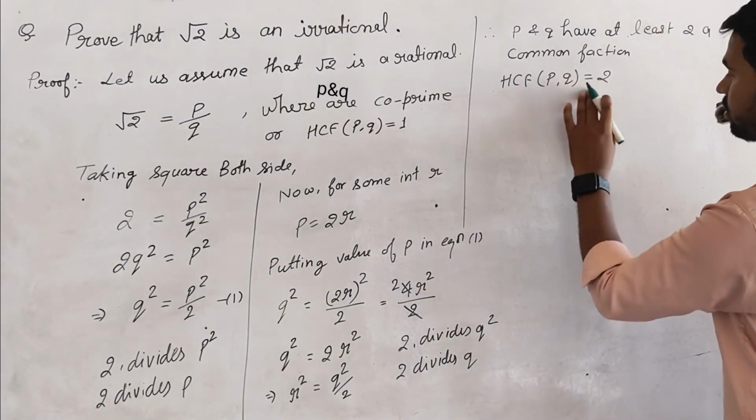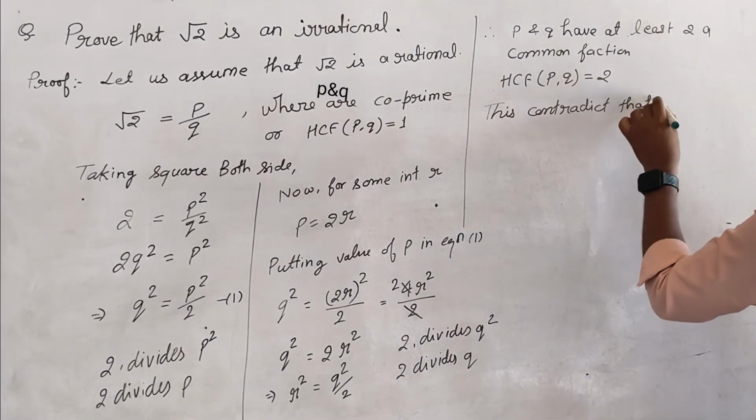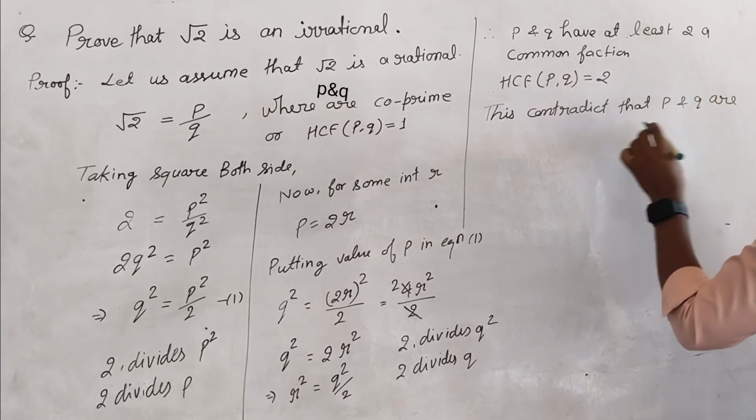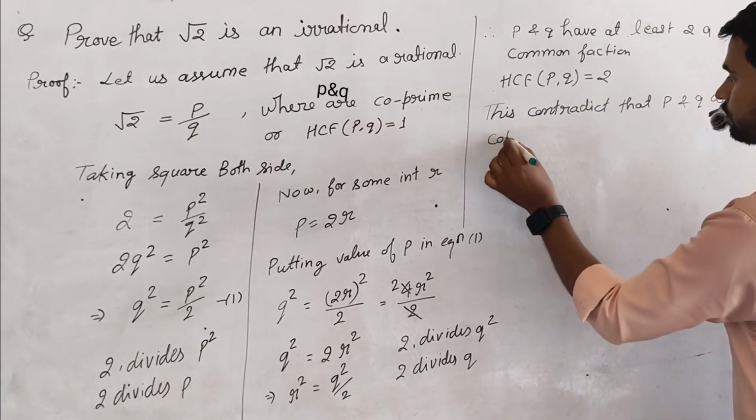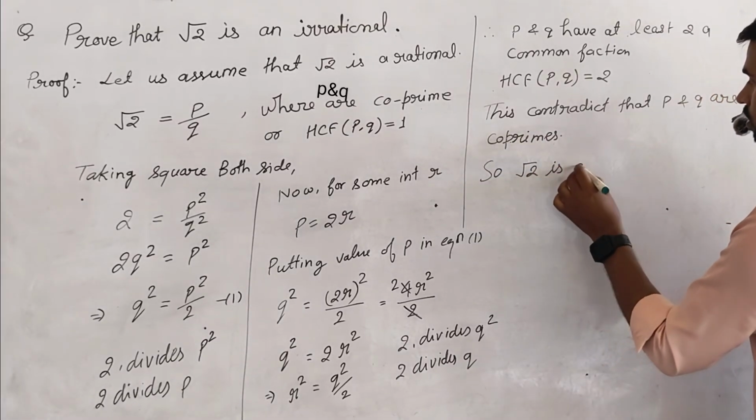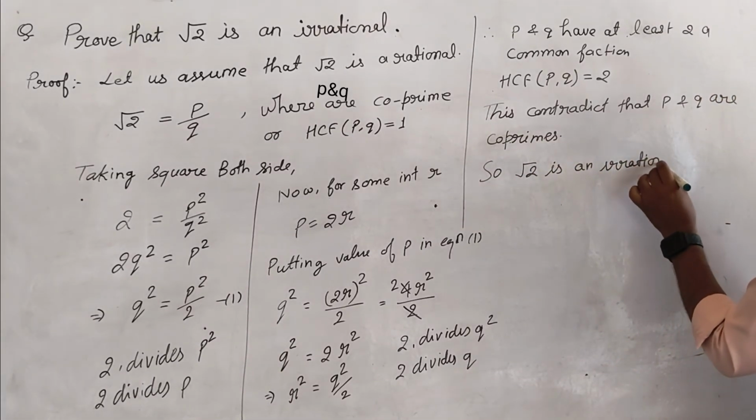But we can see this contradicts that p and q are co-primes. So square root 2 is an irrational.